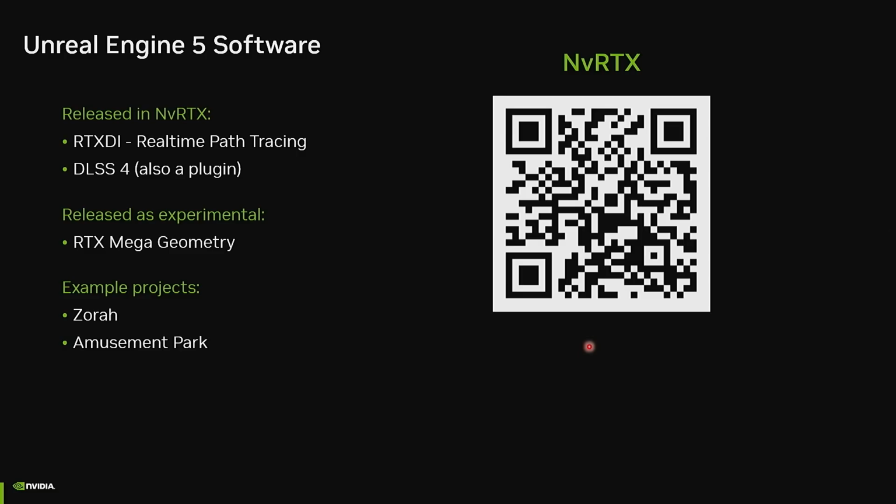Okay, this QR code takes you to our NvRTX landing page. And we have RTXDI real-time path tracing out right now. We have DLSS 4 in NvRTX out now, but like I said, it's also a plugin and released as experimental, RTX Mega Geometry. So that should be out. You should also be able to find the Zorah example project as well as Amusement Park. And for both of them, compiled builds as well as project files. So please dive into them, check them out, take them apart, learn from them, ask us questions, et cetera, et cetera.